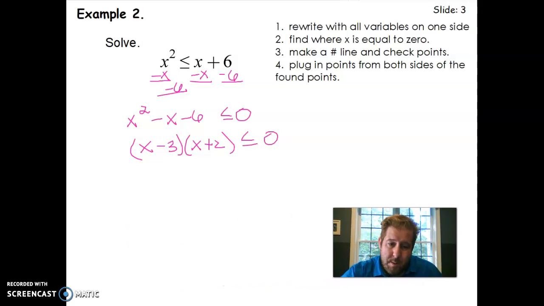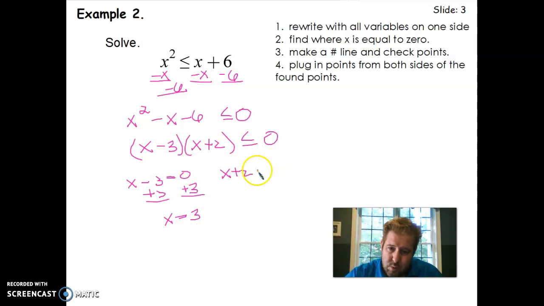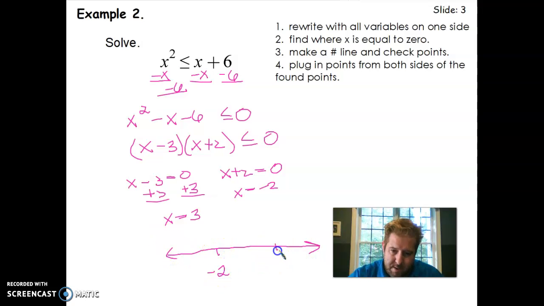Now, I'm going to solve this as if it was equal to. So x minus 3 is equal to 0, and what I'm looking for are those 2 points, because I know it's or equal to. I'm going to add 3 to both sides, and that gives me x equals 3. Over here, x plus 2 is equal to 0, and I end up getting negative 2 as my other answer. On a number line, I've got negative 2 here, I've got 3 here. I know these are answers, so I'm going to put solid dots here.